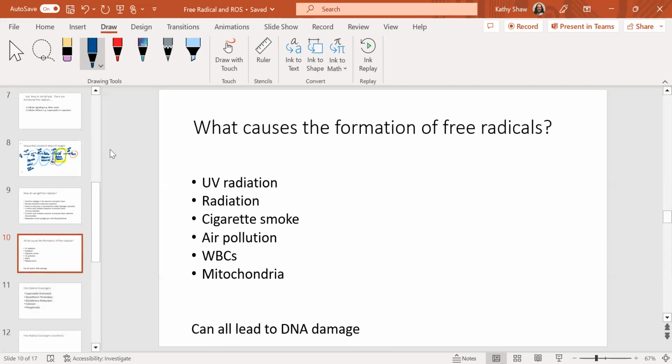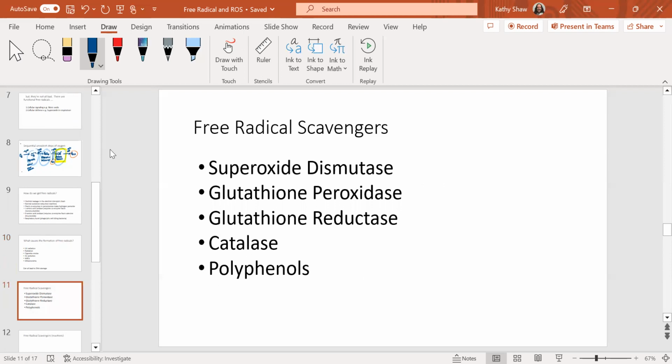So what causes these free radicals? Again, ultraviolet radiation, air pollution, things like that. These can all lead to DNA damage, and these are all things that you'll see here and there in the curriculum. So this will cross over into several courses in different places in the curriculum.